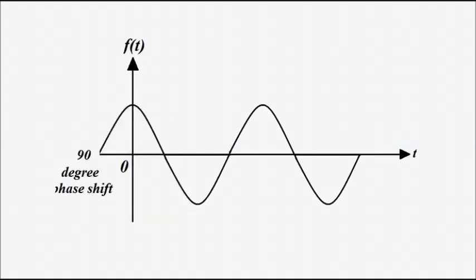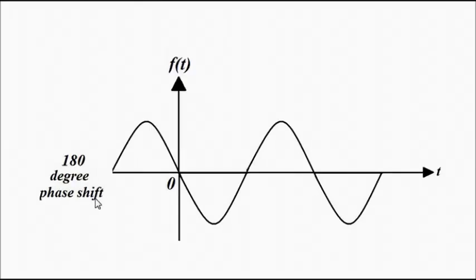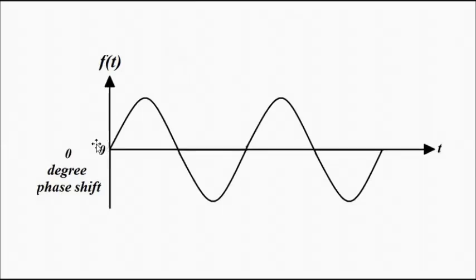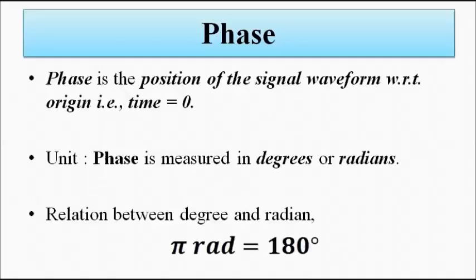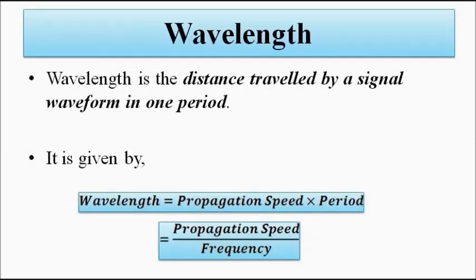Similarly, here it has a 180 degree phase shift, and 360 degree phase shift is the same as 0 degree phase shift. So phase is the position of the signal waveform with respect to the reference position, which is the origin. Okay, phase. And then we will discuss wavelength.